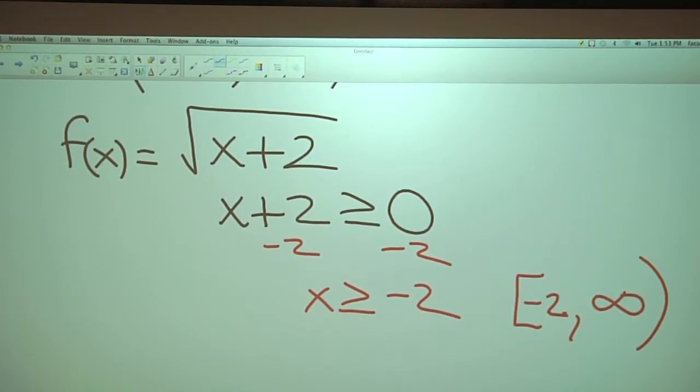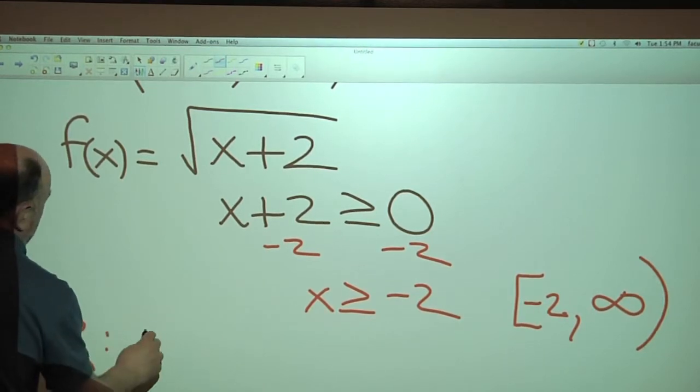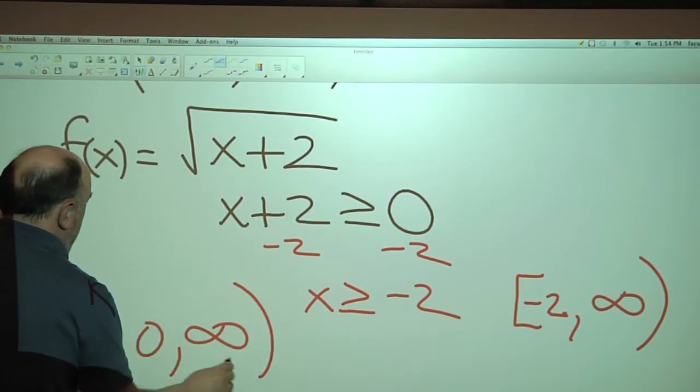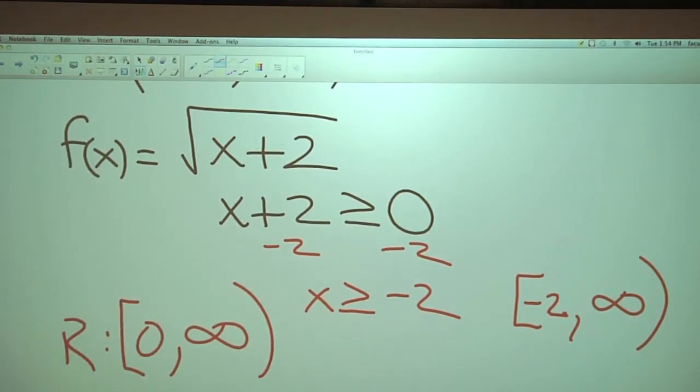Now, given that I'm talking about the square root function, what is the range? 0 to infinity, right? Because with the square root function, we only talk about the positive side of my graph, right? So my range is going to be 0, and again, it will be like that. But again, you can never actually get to infinity, right? Okay. So given an equation, what's the domain and range?